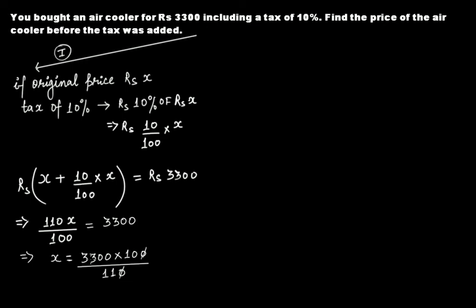Now you have 11, so this is 300, and from here you get x is equal to 3000, that is rupees 3000 is the original price that doesn't include the tax amount, right? Now the second method, or the second way, and this will be the unitary method.